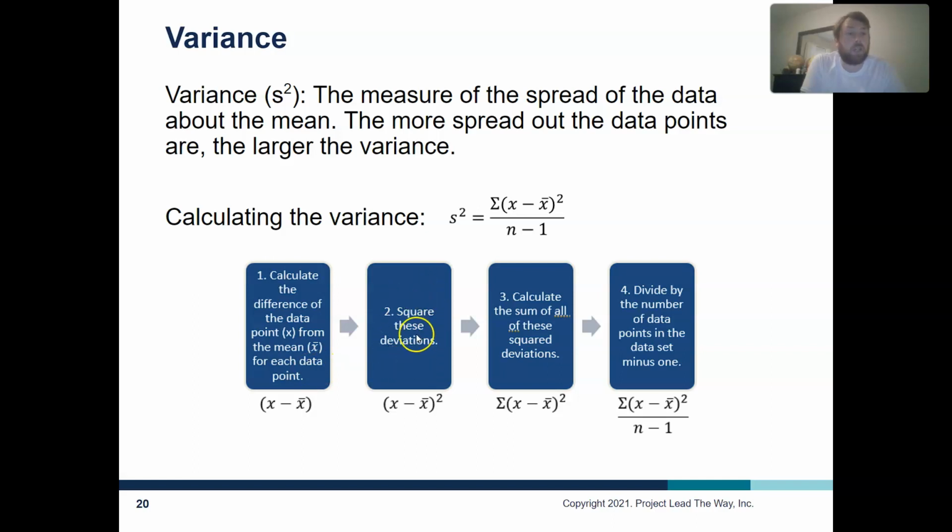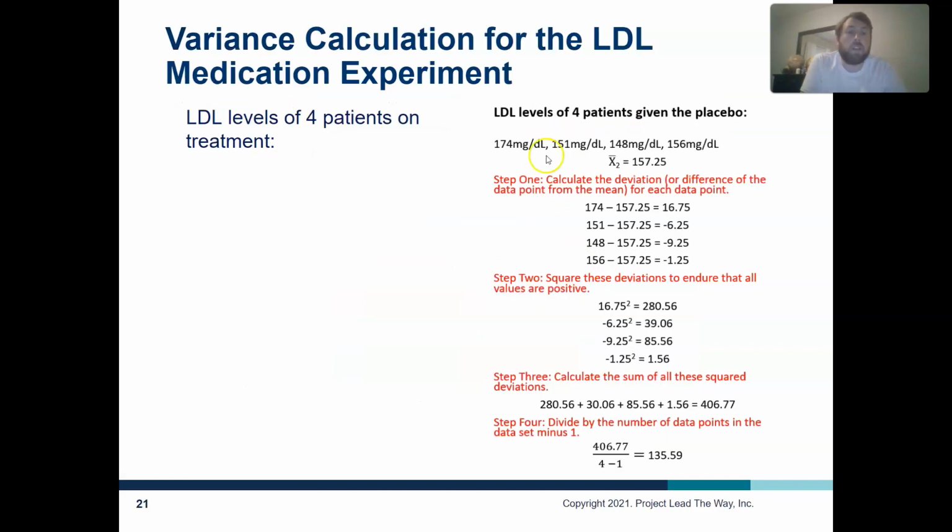And then we're going to square each of those deviations, meaning every single number we just calculated, square them. Then you will add those numbers all together, giving you one big number on top. And finally, we're going to divide by the number of data points in the data set minus 1. So in this case, the data set has 4 entries, and minus 1 is 3. We divide by 3. So you can see this on the right side here for the placebo. Here are the values that we have again. The average that we had was 157.25.